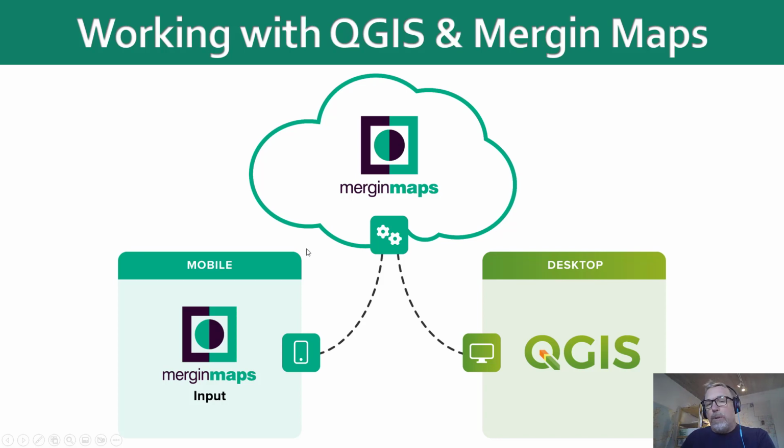You can iterate through a project. You can collect data one day, go out the next day, collect more data, and just use the synchronization tool to move the data back and forth so you have the current version on the desktop and the mobile device as you go. So the synchronization piece of Mergin Maps works very well.